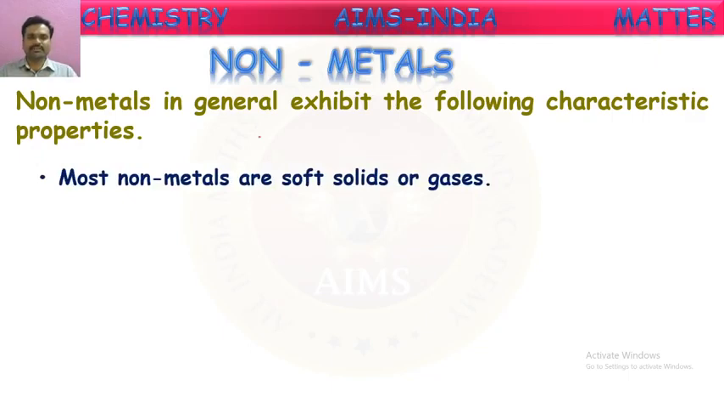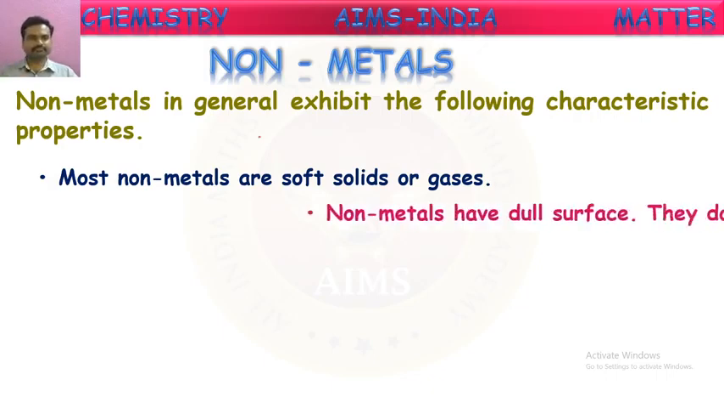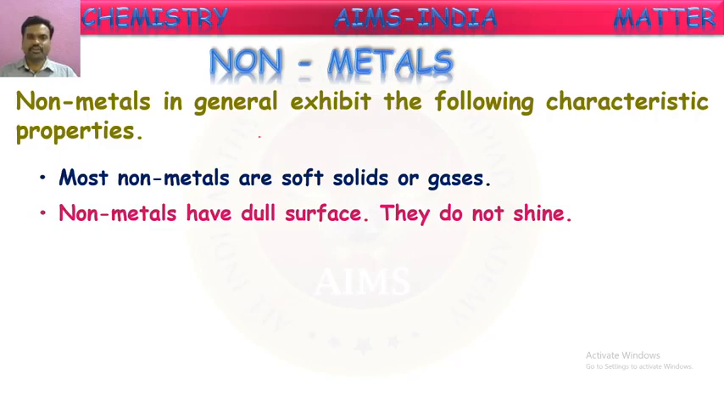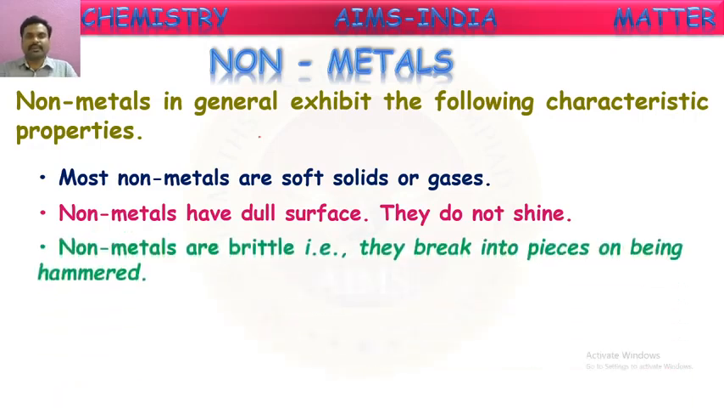Most of the non-metals are soft solids at room temperature, or gases. Non-metals have a dull surface. Yes, they do not shine. They don't have any luster. Non-metals are brittle. Brittle means they can break up. They can break easily when they fall down.